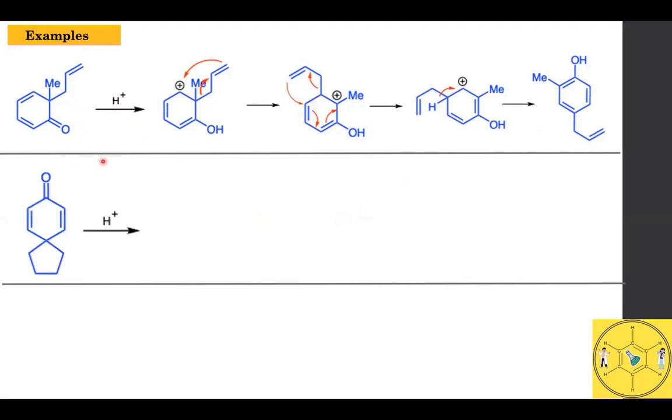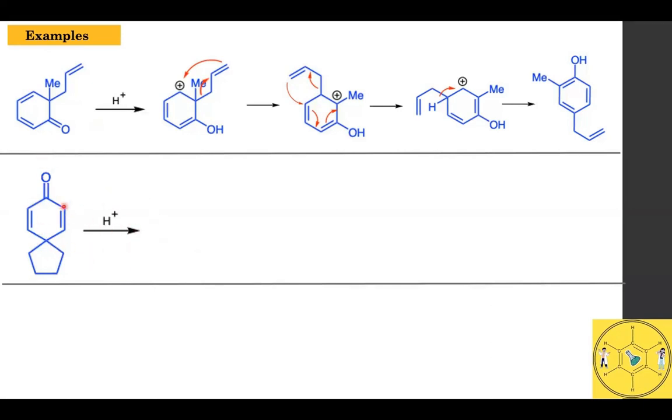So not only 4,4-disubstituted, dialkyl-substituted cyclohexadienone, but spiro-substituted cyclohexadienone can also undergo this Dienone-Phenol rearrangement. This one is a symmetrical molecule.